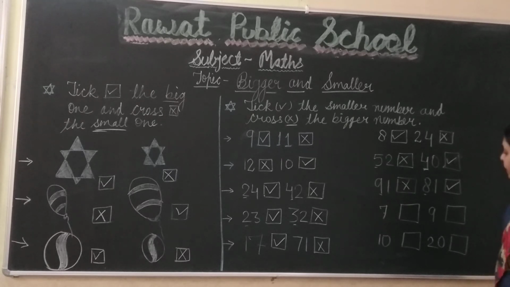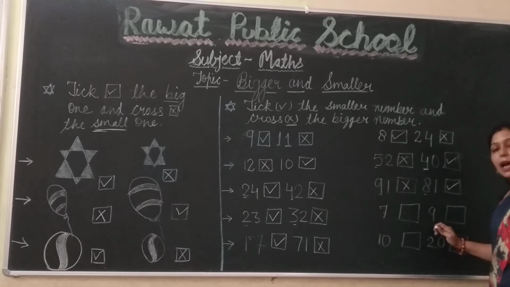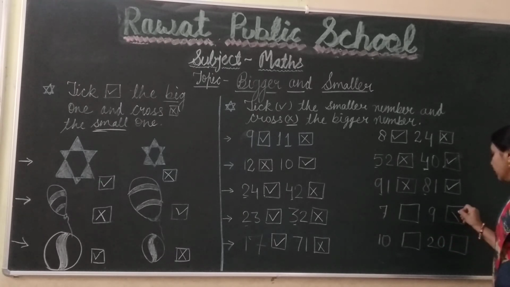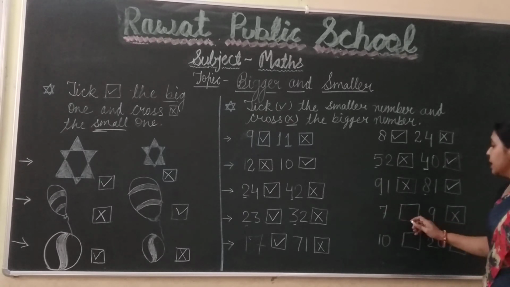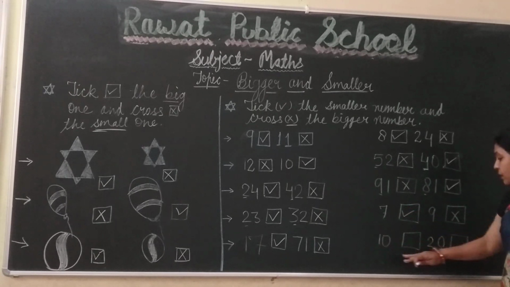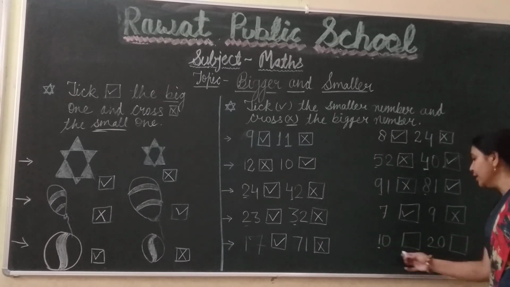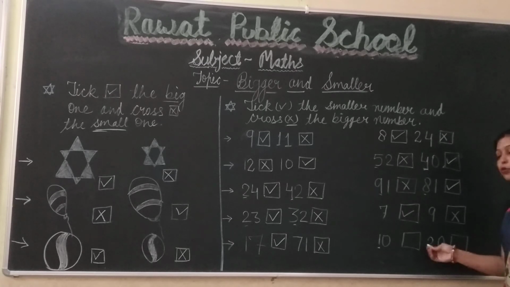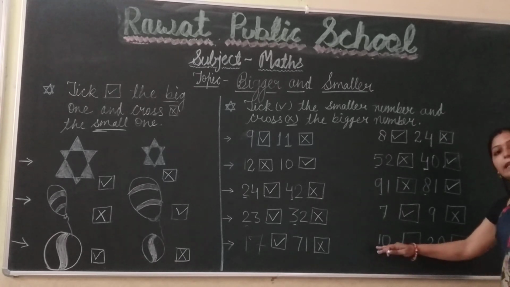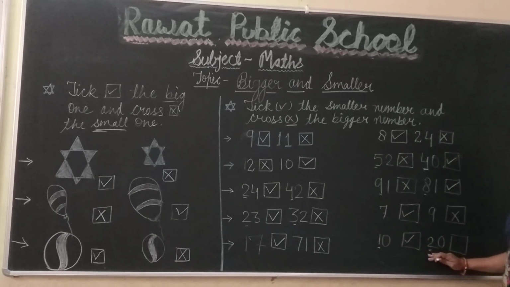Okay, students. Next, 7 and 9. Which one is bigger? 9. So make a cross here, and 7 is a smaller number. That's why here. Next is here 12 and 20. Just watch the first digit. Here the first digit is 1, and here the first digit is 2. So which one is smaller, 1 or 2? 1 is smaller. That's why 12 is a smaller number. So make a tick here, and 20 is a bigger number, so cross.